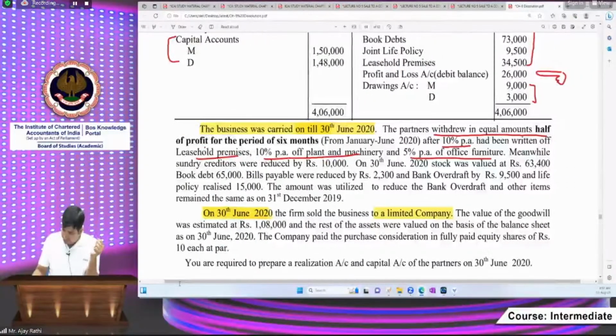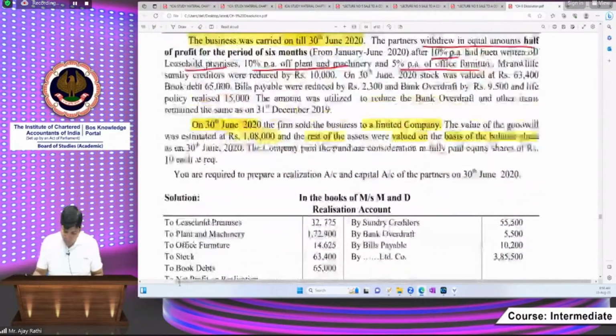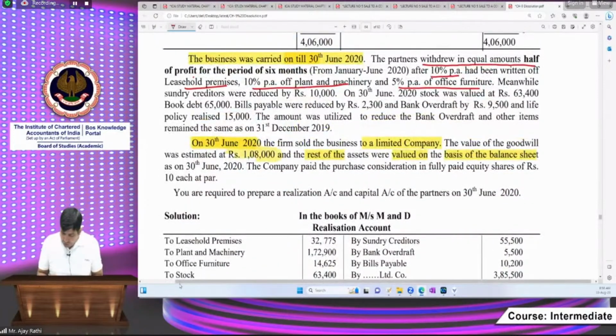Question is saying the goodwill is 1,08,000. Rest of the assets were valued on the basis of the balance sheet. It means the book value becomes the realizable value for the purpose of calculation of purchase consideration. The question asks us to prepare a realisation account and the capital account of the partners as on 30th June, but we shall practice the full part.